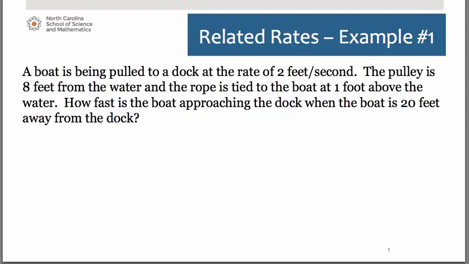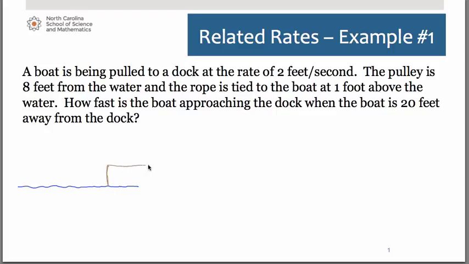So if we were to try to draw ourselves a picture first and identify all the rates that were given and those that we're trying to find, then we can set up an equation to solve. And remember, related rate problems are solved through implicit differentiating each variable with respect to t, the time. So let's draw ourselves a picture first.